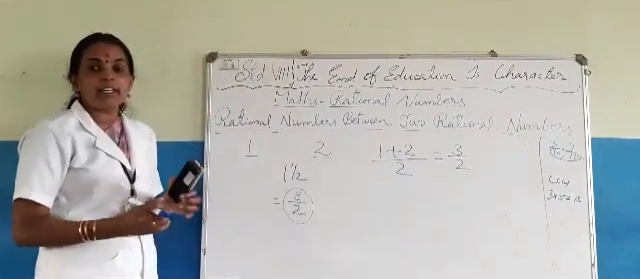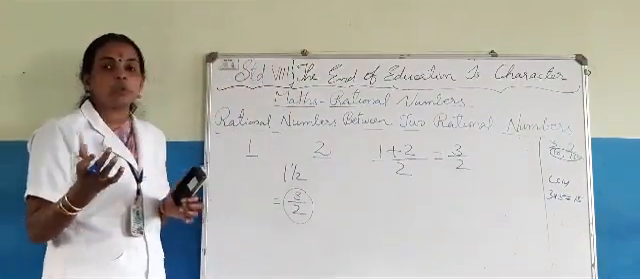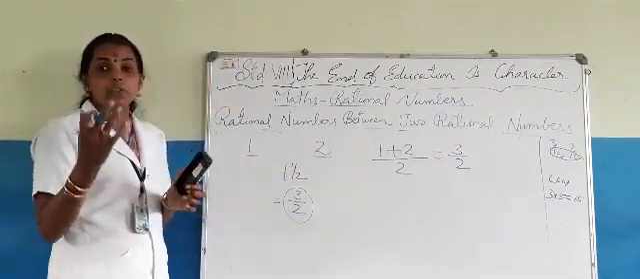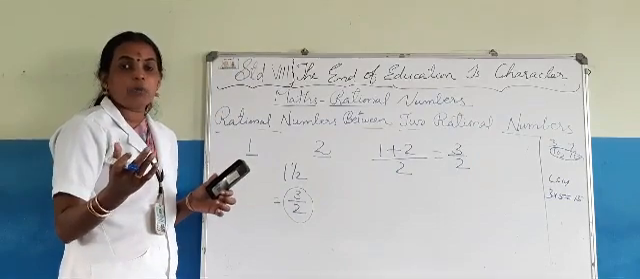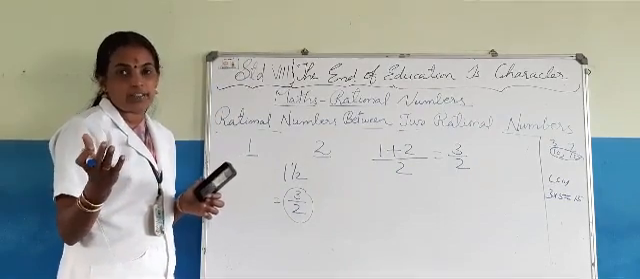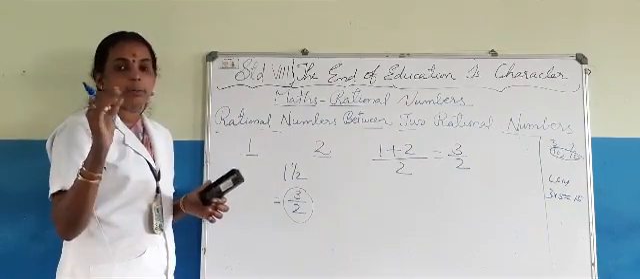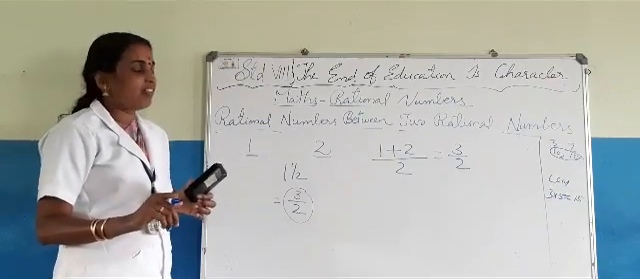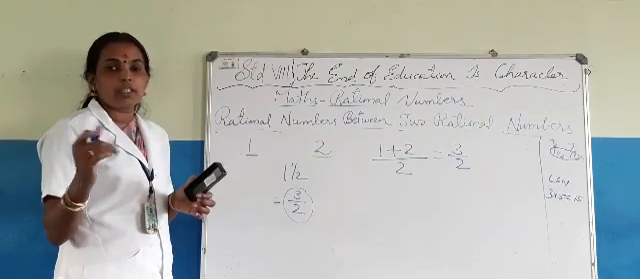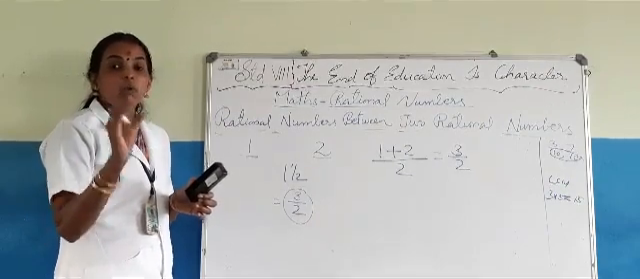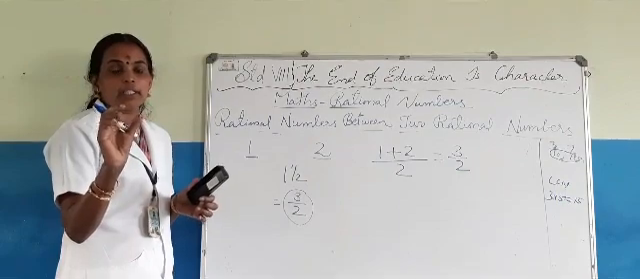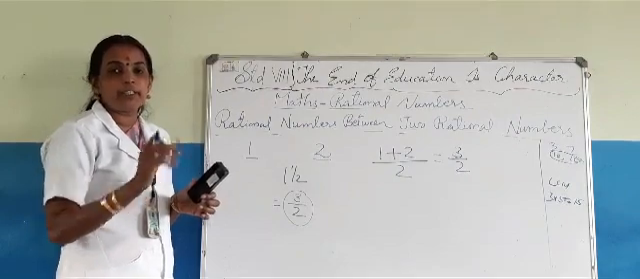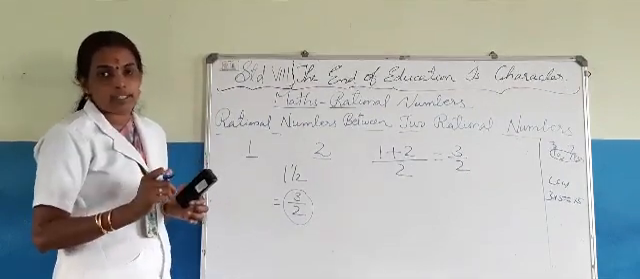That means for finding one rational number between any two rational numbers, we have to take the average of that two rational numbers. I hope all of you know what is average, how we are finding average. Average we are getting by adding the two numbers and divide by 2. So for finding one rational number between any two rational numbers, we have to add that two rational numbers all divided by 2.